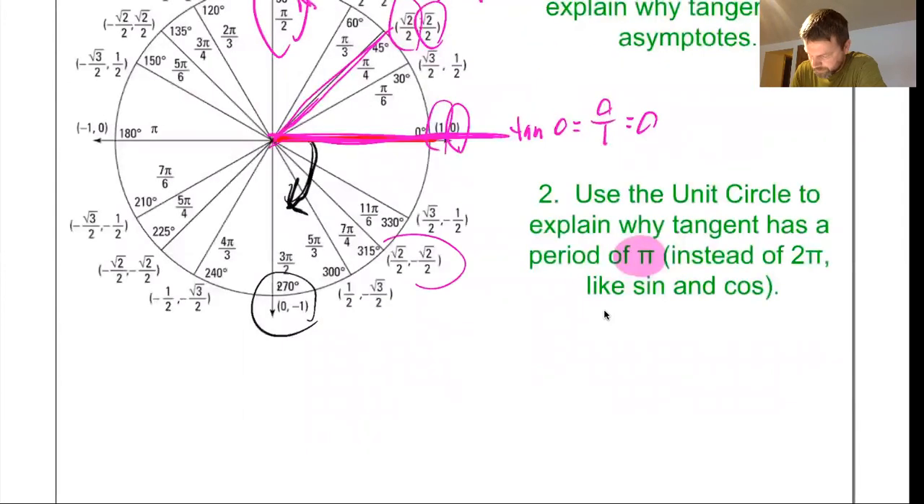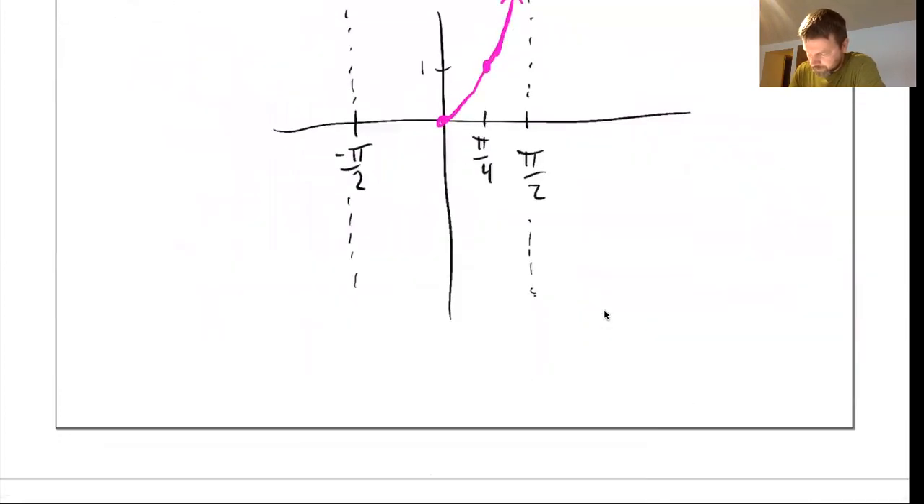What about tangent of negative pi over 4? Right, negative because I'm going downward. Tangent of negative pi over 4. Well, that's negative square root of 2 over 2 divided by square root of 2 over 2. That's going to be negative 1. So this is going to continue at negative pi over 4 right there.